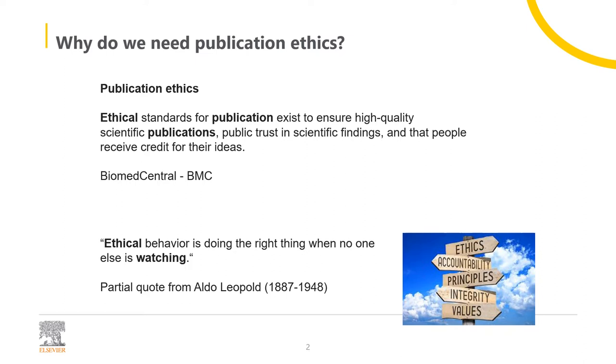Now, I love this quote, which is a partial quote from Aldo Leopold, which says that ethical behaviour is doing the right thing when no one else is watching. In other words, we should be ethical in all our behaviour related to publication ethics and everything else, of course, because we want to be and because we're motivated to be, not because somebody's watching over us or policing us. So this is not something about what you can get away with. This is about what you should be doing all the time.